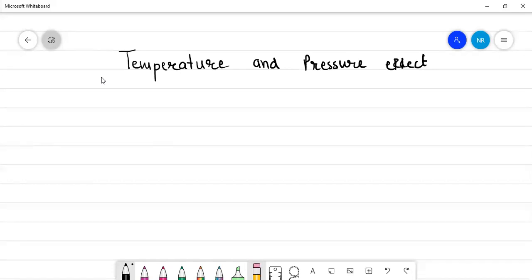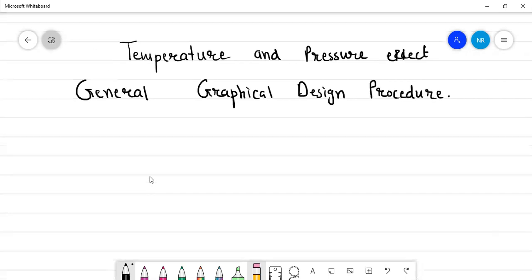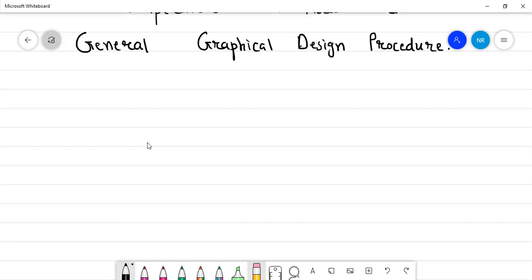Graphical procedure, general graphical design procedure. New topic: general graphical design procedure. In the previous one, only a two-dimensional graph was there. What were the two-dimensional graphs? Rate of reaction versus concentration, or rate of reaction versus conversion.